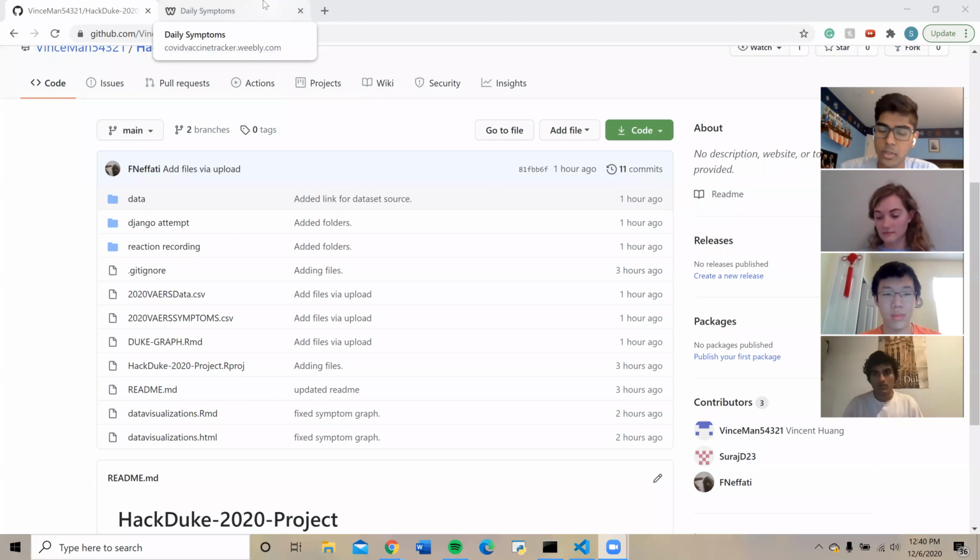Our Hacker 2020 project was a COVID-19 vaccine tracker where we wanted to track the adverse effects of the vaccine. We used Django, PyQt, and RStudio to do this. First, Django was used to get user input for symptom data. And second, we wanted to use the SQL database to store that data, which we didn't get to yet. And then third, we wanted to use RStudio to analyze and create data visualization tools.